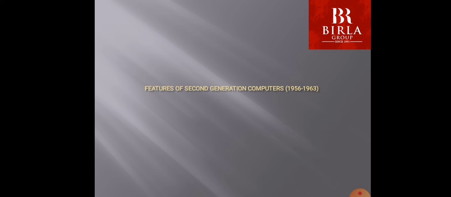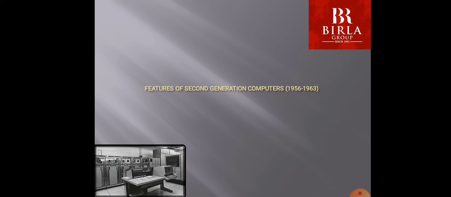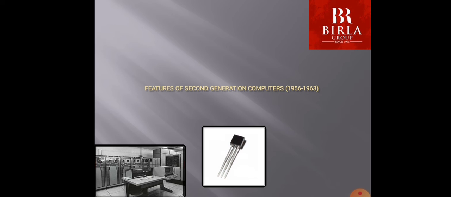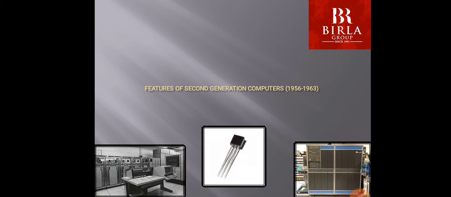Now, the second generation of computers is 1956 to 1963. Some features of second generation computers are they used transistors as the main component. They were very expensive. They generated less heat. They were smaller in size. They consumed less electricity compared to the first generation of computers, and they were fast.